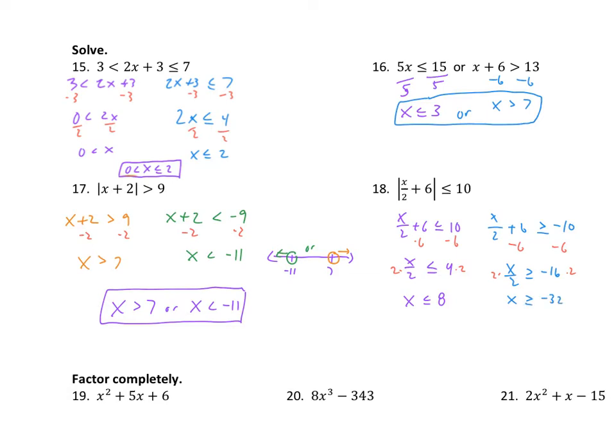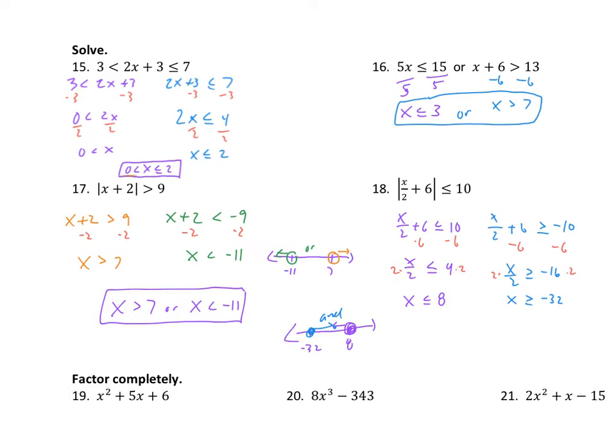So if you want to use a number line here again to help you figure out if this is an AND or an OR problem, I'm just going to draw a quick number line. -32 over here on the left, 8 over here on the right. It says that x is less than or equal to 8, which means a closed circle; it doesn't really matter, it's the arrow that really matters here. And x is greater than or equal to -32, which means a closed circle again. So those are going towards each other, which means this is an AND problem.